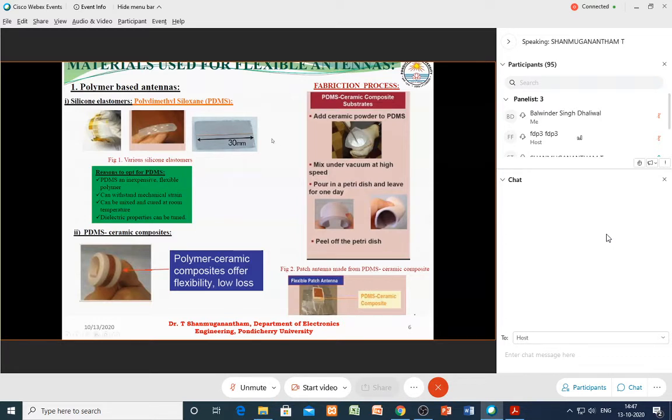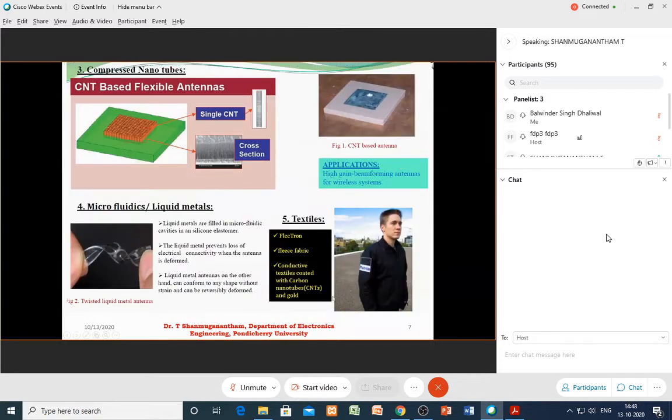Here it is shown how they prepare the polymer: the ceramic powder is added to the polydimethylsiloxane, the PDMS, and under vacuum at high temperature it makes a flexible material with the PDMS. With this PDMS, a flexible patch antenna is fabricated. Actually, this is the basic process.